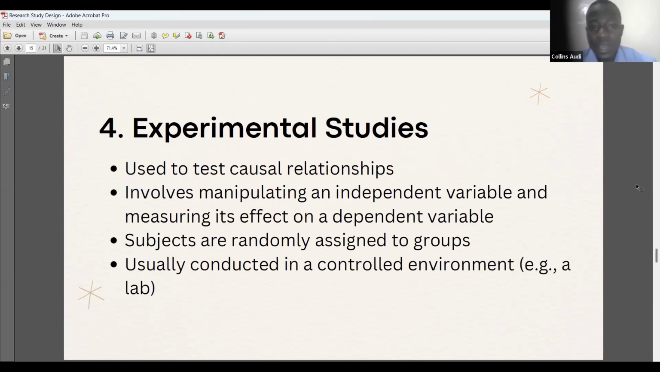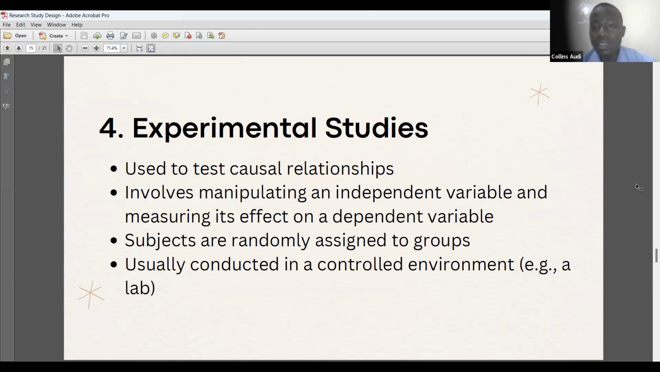Then we have the experimental studies. They are used to test causal relationships, and involve manipulation of variables. Manipulation basically means we assign an intervention. For example, in the medical field, we are testing the effect of a new drug on outcomes of cancer patients. Now we are trying to manipulate, maybe, the size of tumors, for example.